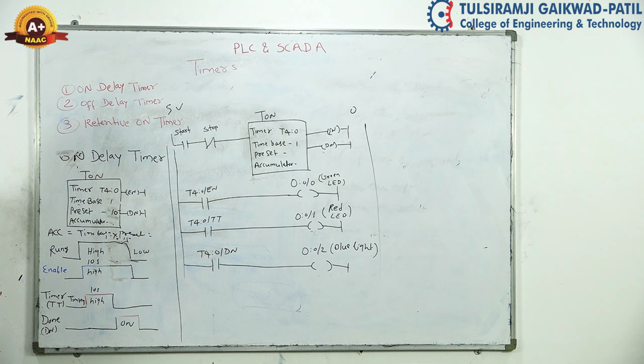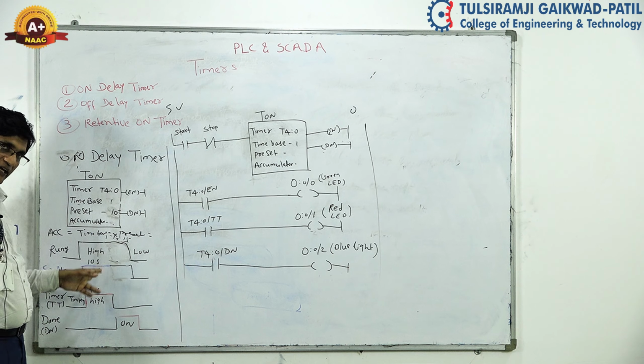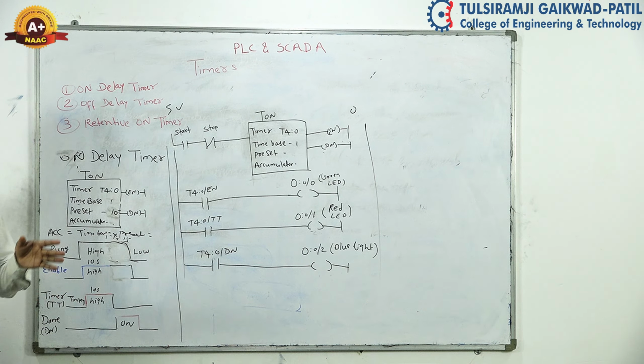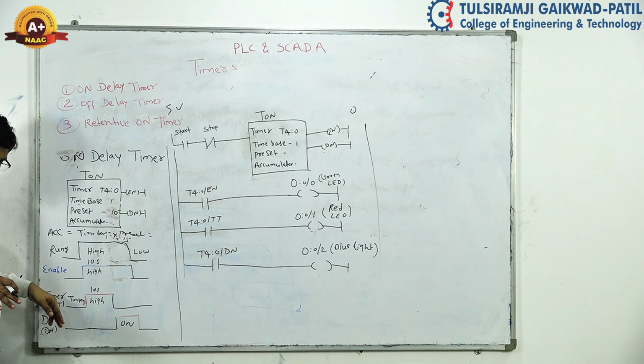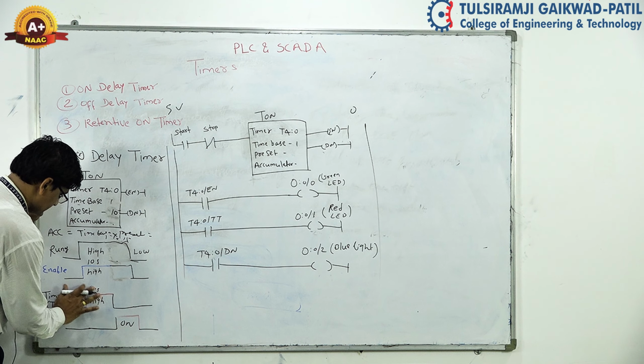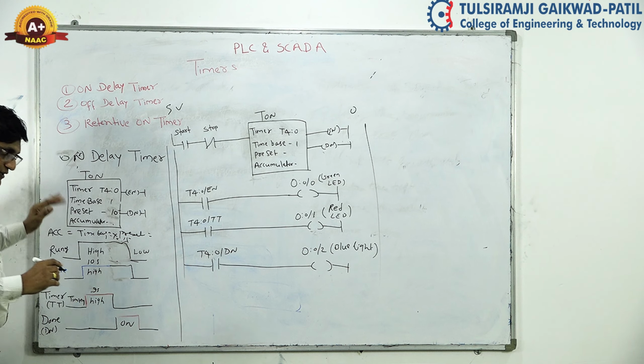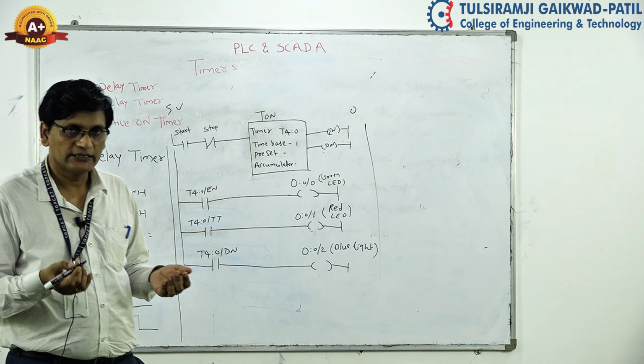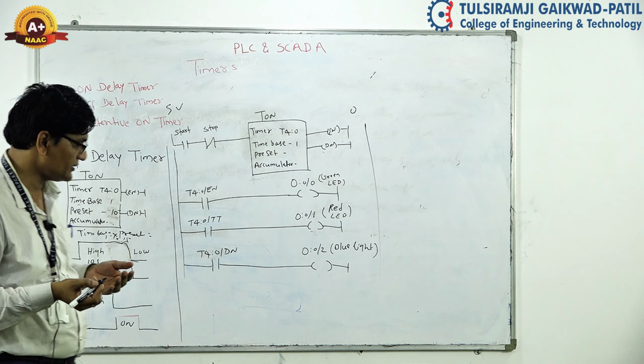Now in this case you can observe that when the rung is on, at the same time your enable bit is on, right? For whatever delay we have provided, for that time our TT will be active. Here the TT bit is active for 9 seconds, just 9 seconds. After the completion of the 9 seconds, the next bit will be on, that is called the done bit.